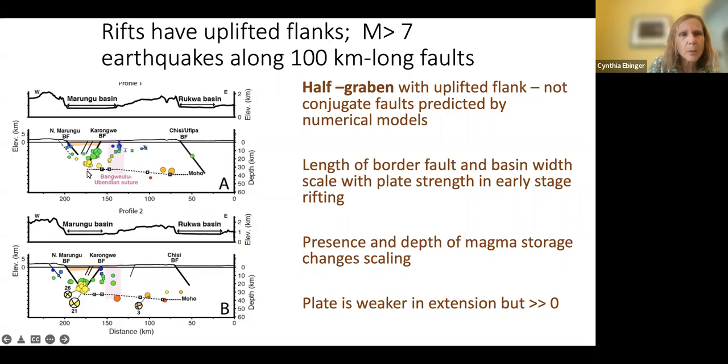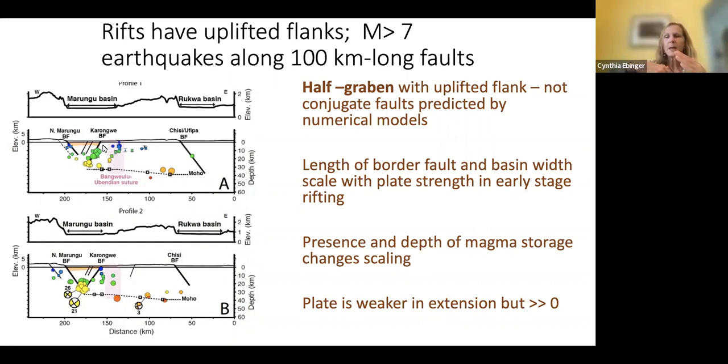We have earthquakes in the lower crust. So we know the thickness of the crust roughly from receiver function analyses. We can see that earthquakes are along projections of faults that have been well imaged in seismic reflection profiles, and their faults are then observed on land. This is a vertically exaggerated profile. This is 1-to-1, and you can see the uplifted rift flanks of the basin.